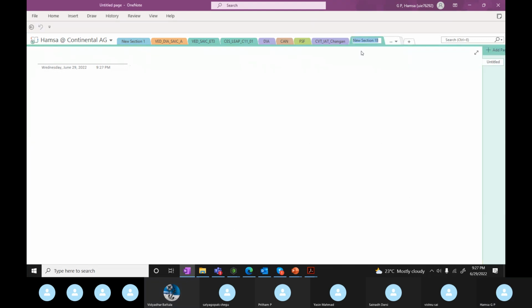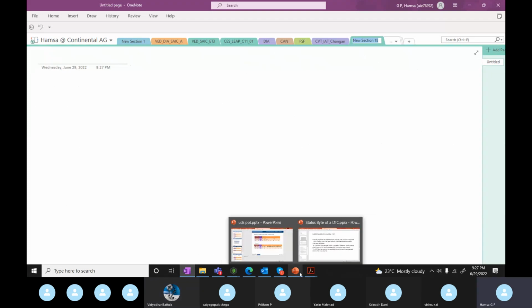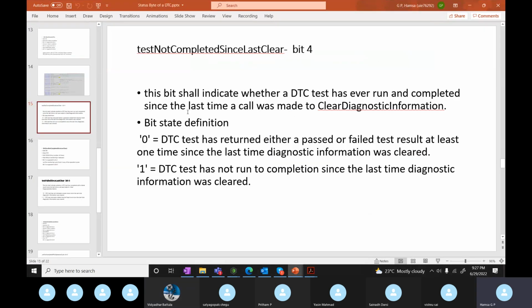Yes, ma'am. Clear. Okay. So if you are clear with this, then in the status byte, this is the "test not completed since last clear" bit. This last clear is using the 14 service. If you have done one of the 14 service clears, but after the clear the ECU identifies a fault, that time this particular bit will be set to 1. Otherwise, it will be set to 0.